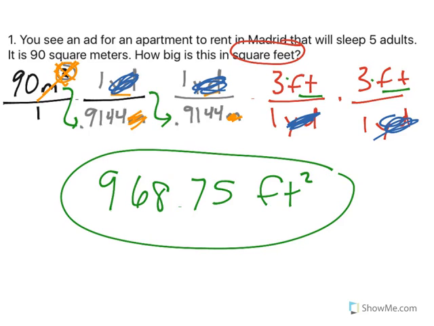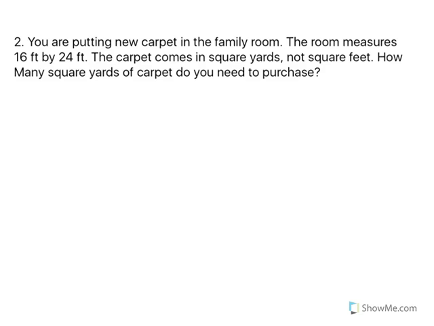I could put air mattresses and sleep 5 people very easily here. Okay. Number 2, you're putting new carpet in the family room. The room measures 16 feet by 24 feet, but the carpet comes in square yards, not square feet. How many square yards do you need to purchase?